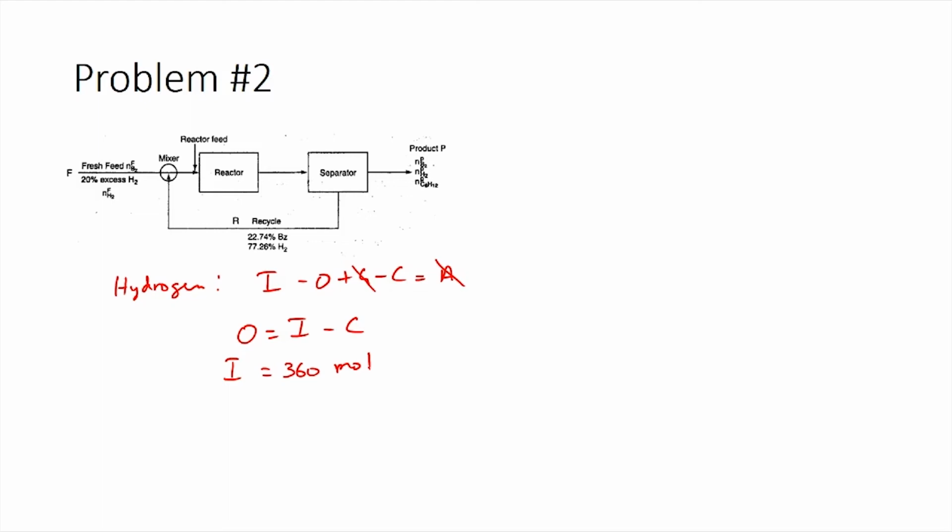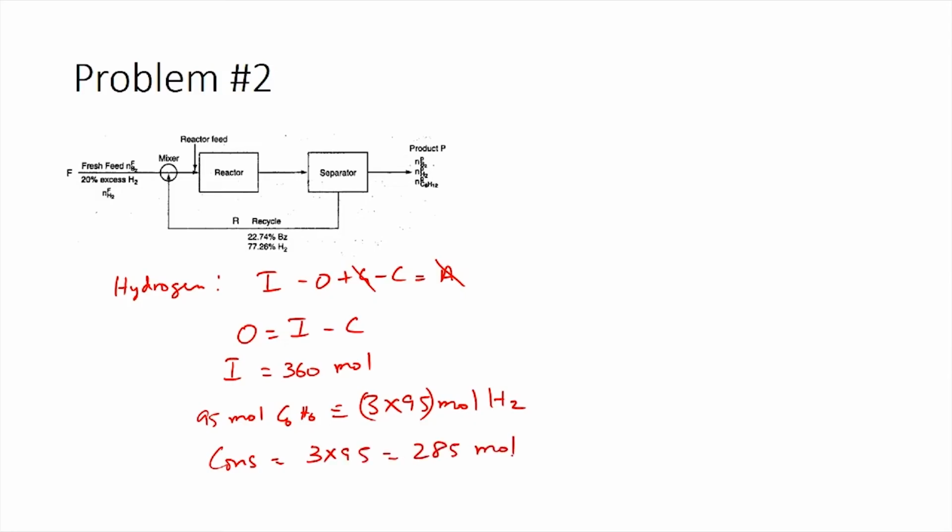We know that 95 moles of benzene is consumed. This means using stoichiometry, for 95 moles of benzene consumed, there would have been 3 times 95 moles of hydrogen which is consumed. So, consumption for hydrogen would be 3 times 95, which is 285 moles. So, from this we can calculate the output, which would be N hydrogen in the product as 360 minus 285, giving you a value of 75 moles.